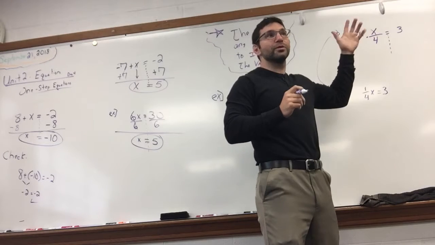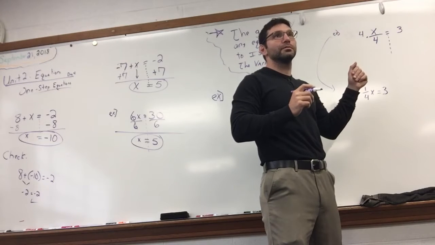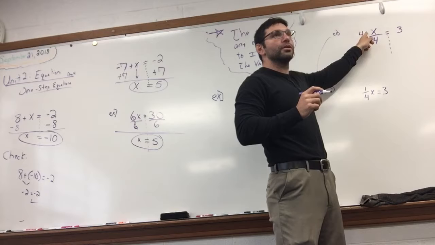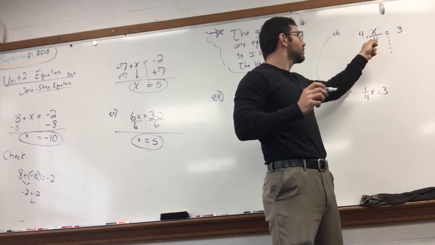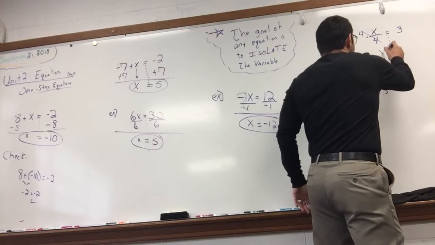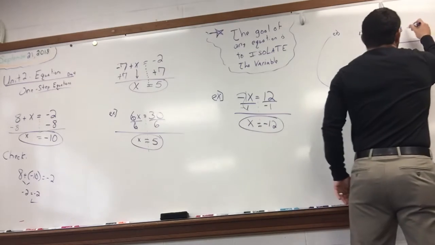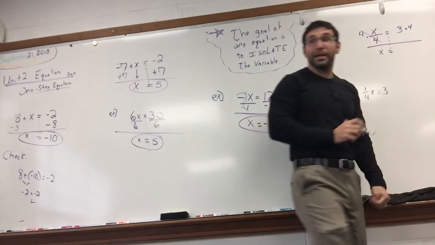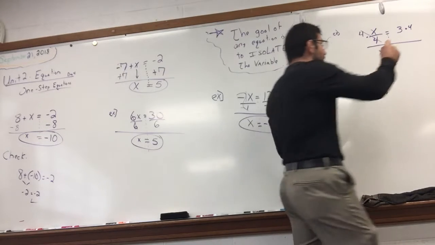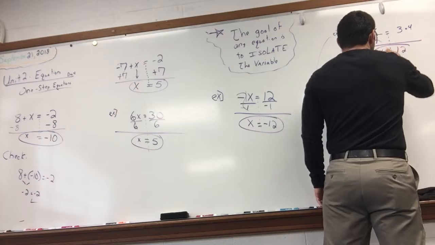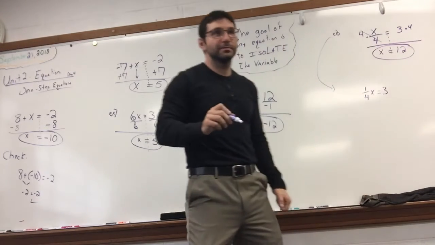4x divided by 4 is what? What's 4 divided by 4? So if I multiply and put a 4 in the numerator, it's really saying 4 divided by 4, which is just 1x equals. But I still have to multiply this side by 4. What's 3 times 4? 12.